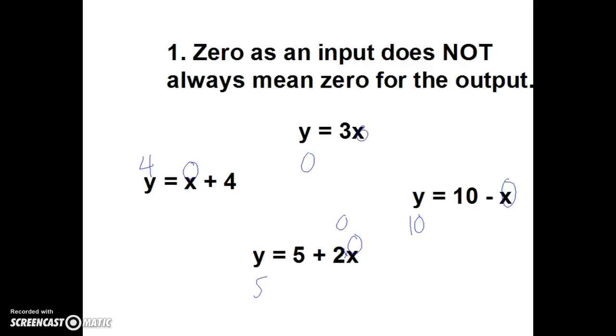If I put 0 in as an input, that means as my x, that does not always mean that y is going to be a 0. Example, right here, if I put a 0 in for x, that means 3 times 0, so y does equal 0 in that particular case. Over here, if I put a 0 in for x, I've got 0 plus 4, which equals 4. Over here, I got 10 minus 0, which equals 10. Down here, I have 5 plus 2 times 0, which would be 5 plus 0, which just equals 5. So if x is 0, that does not automatically make y 0 also.